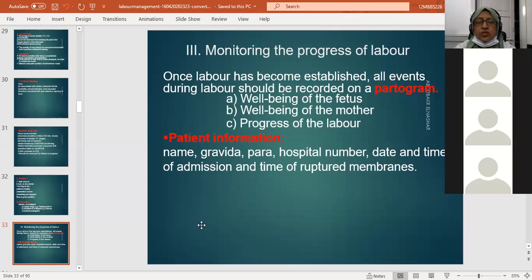So we will discuss this partogram tomorrow, because still there is a large lecture left behind. We will discuss it tomorrow. Okay, thank you very much.